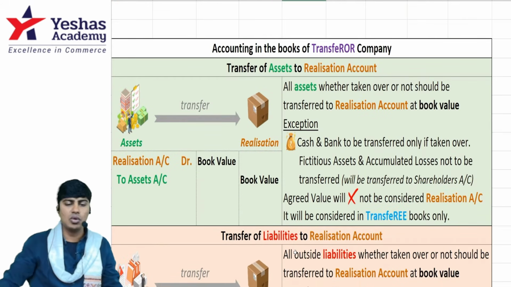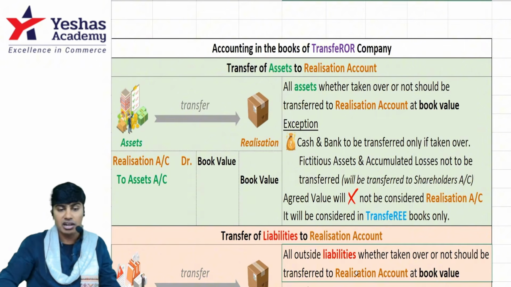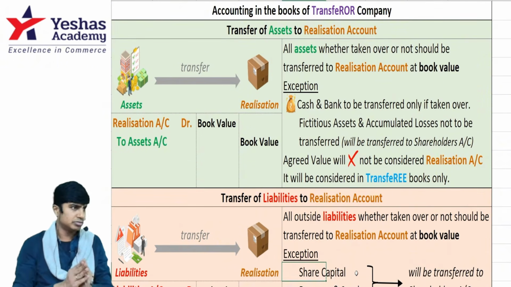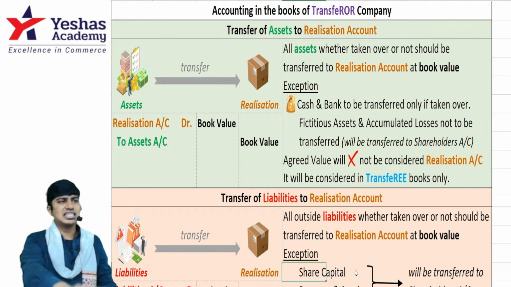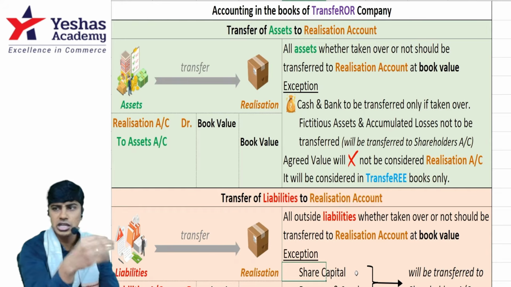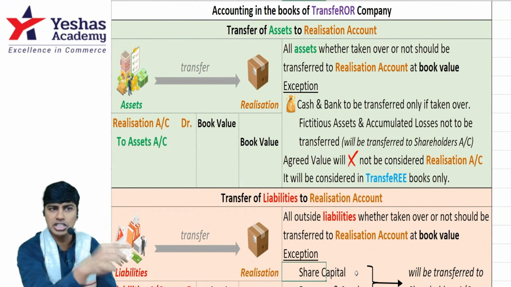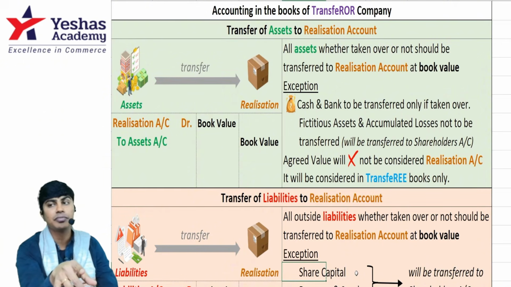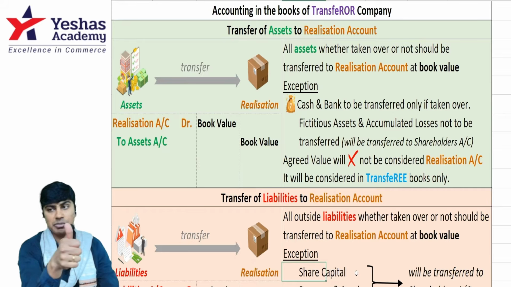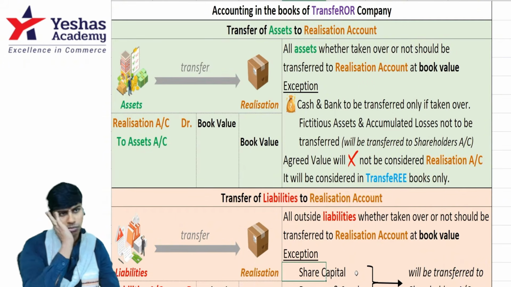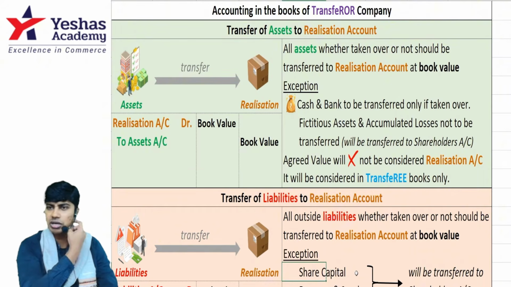First, we'll discuss accounting in the books of Transferor. Transferor is the company which is getting wound up. Small company, liquidating company. In this company, there is no impact whether the amalgamation is in the nature of merger or purchase. Irrespective of whether it is merger or purchase, the accounting entry is absolutely the same. This is not as per Accounting Standard 14. This is as per GAAP, generally accepted accounting principles. It is called the realization approach or dissolution approach or liquidation approach. Stays the same even in merger and purchase.